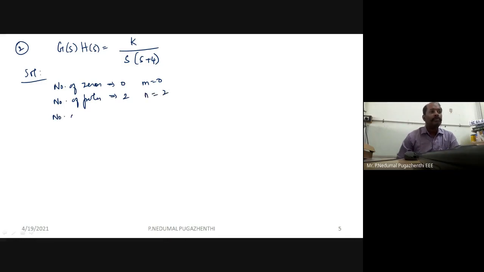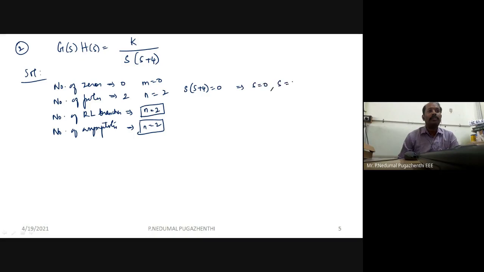So the number of root locus branches will be 2, n is equal to 2. So number of asymptotes, again you will get n is equal to 2 based on the finite number of poles. So what are the poles actually? The poles are s into s plus 4 is equal to 0, which implies s is equal to 0 and s is equal to minus 4. These are the poles.